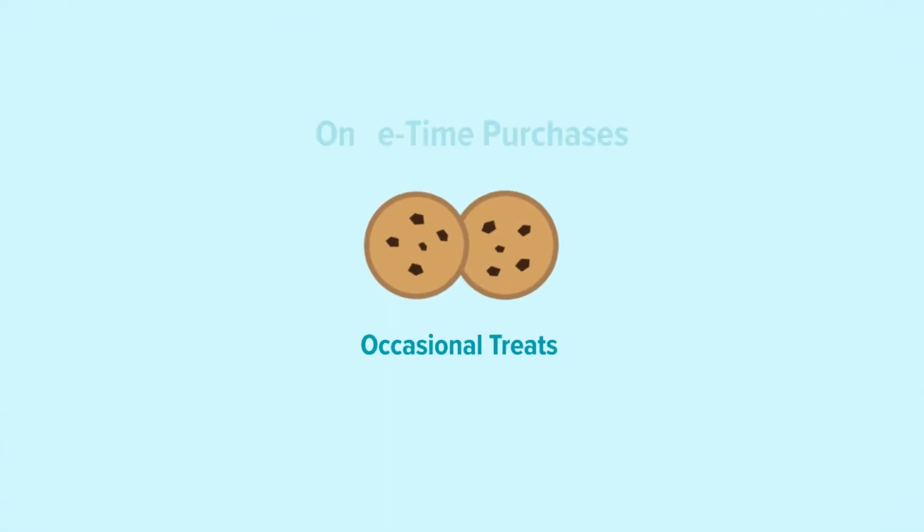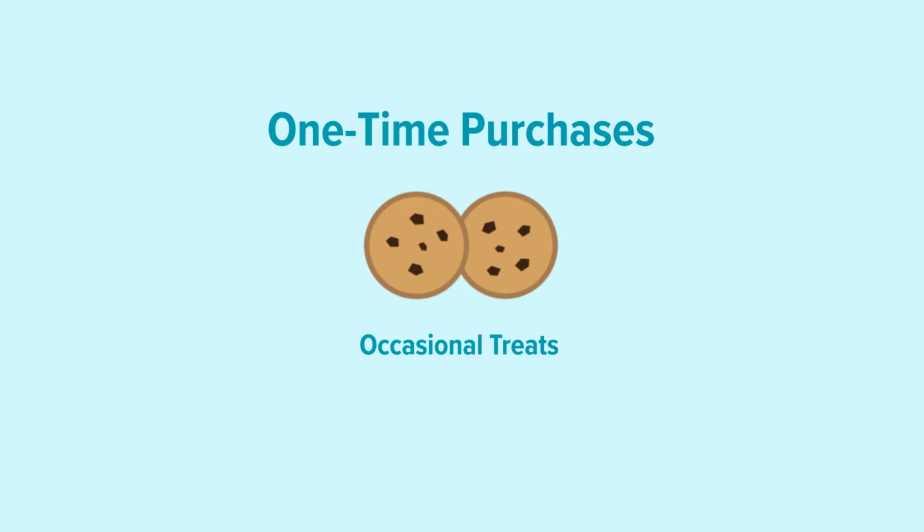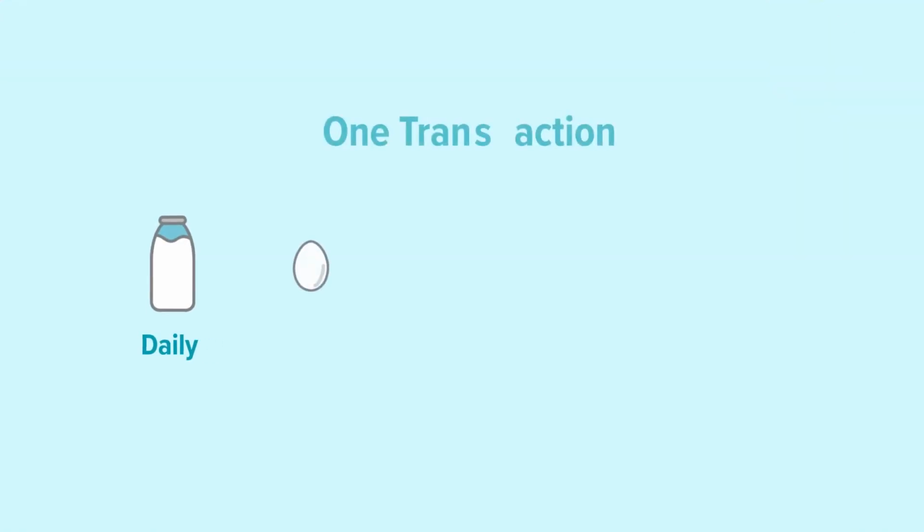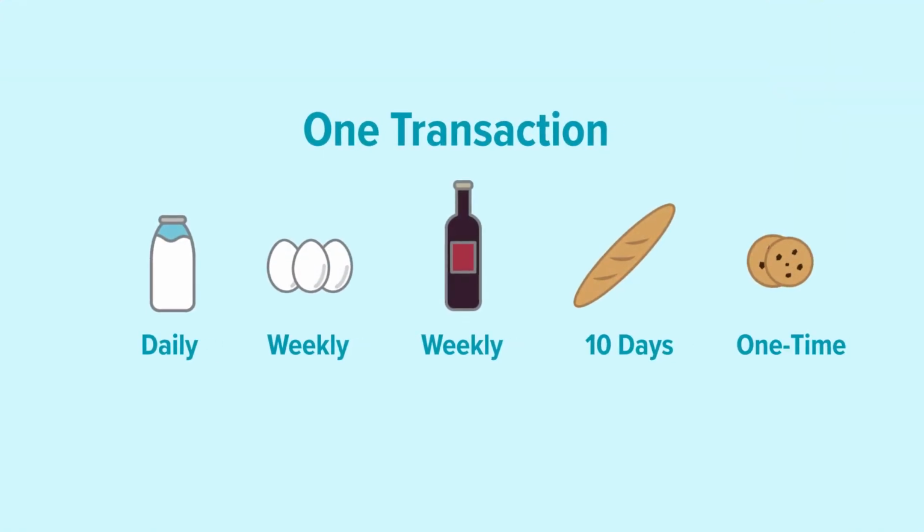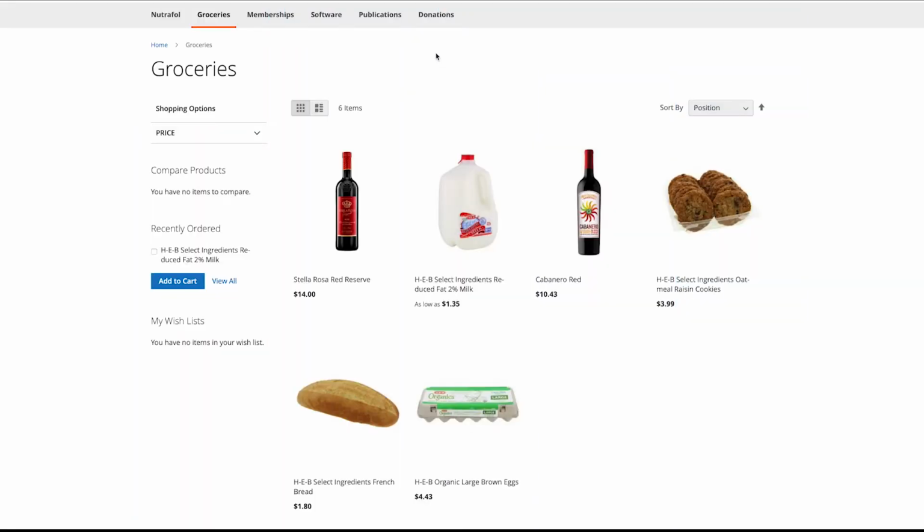It'll also allow him to make one-time purchases of treats. And the best part is, he'll be able to do this in all one transaction. So let's see how he does it. So Cameron is here in the demo store with his grocery list ready. He begins his shopping with the must-have items first.